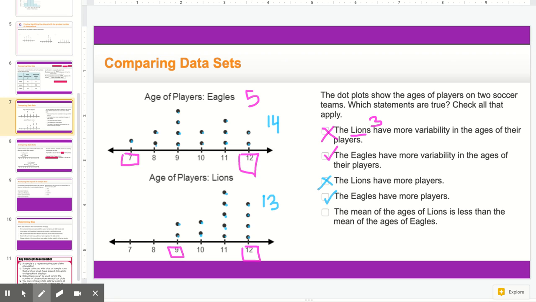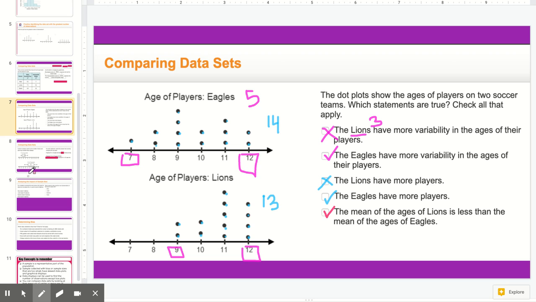All right, this last question. It says the mean of the ages of the Lions is less than the mean of the ages of the Eagles. So what I can do is, the mean is the average. Mostly, this is where the age of the team is. Well, if I look at it, a lot of the players on the Lions team are older than the players on the Eagles team. Okay, so that makes it true.